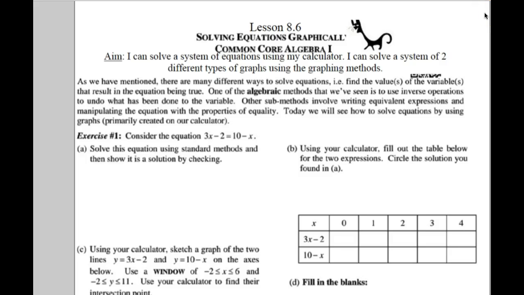Wonderful scholars, welcome to lesson 8.6, solving equations graphically. Our aim for today's lesson is: I can solve a system of equations using my calculator.